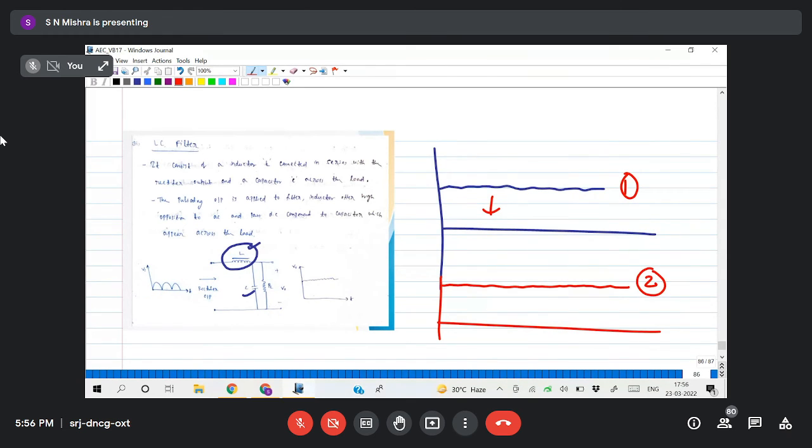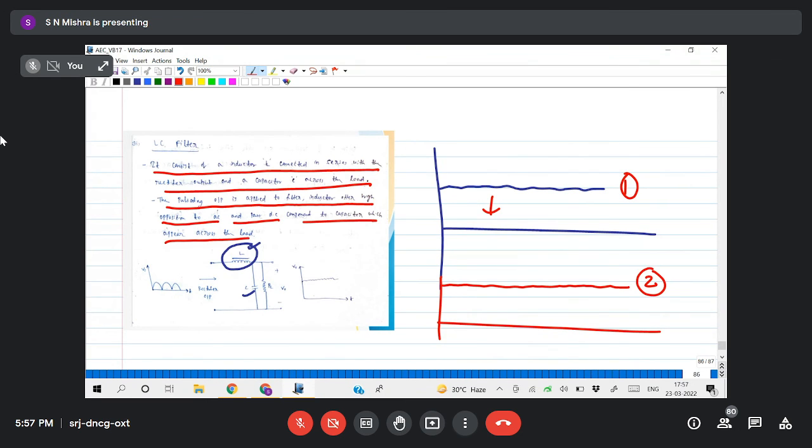Okay, so it consists of an inductor in series and a capacitor in parallel. The pulsating output is applied to the filter. The inductor offers high opposition to AC and passes the DC component to the capacitor, which appears across the load. Now this is one part. We can use only a capacitive filter, only an inductive filter, or an LC filter.